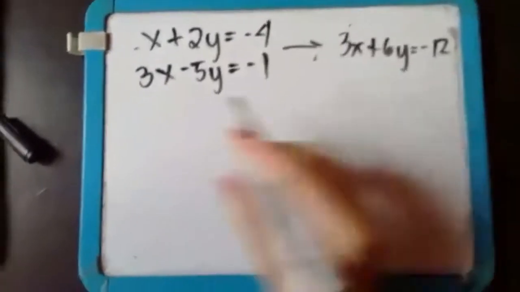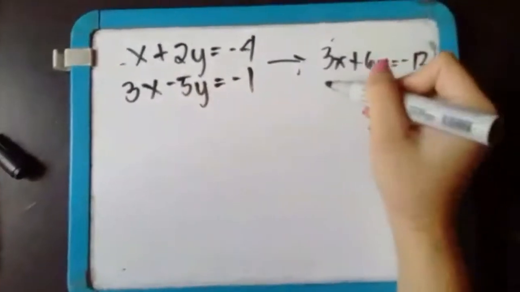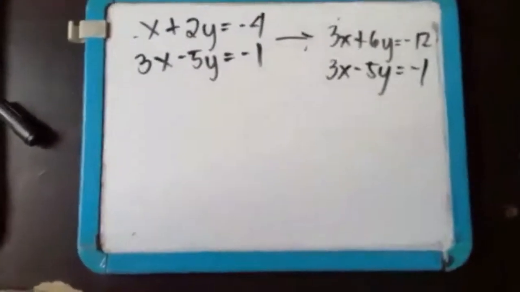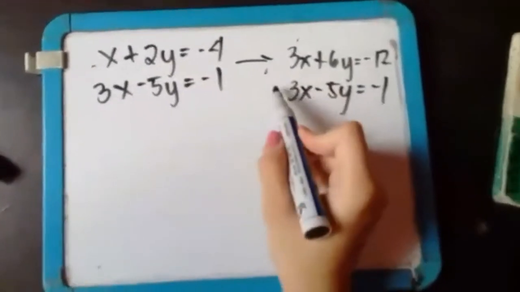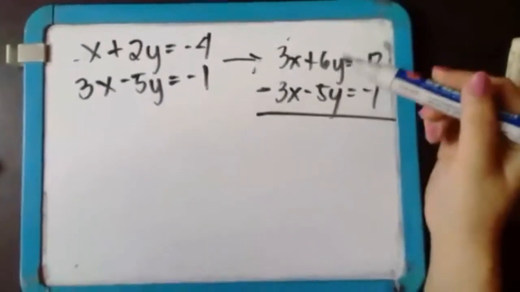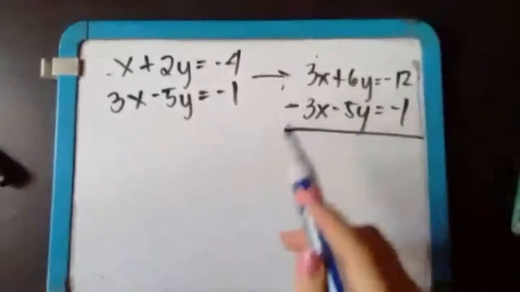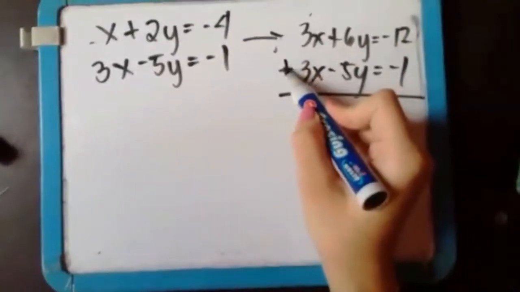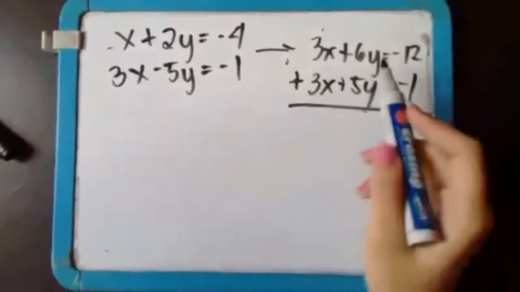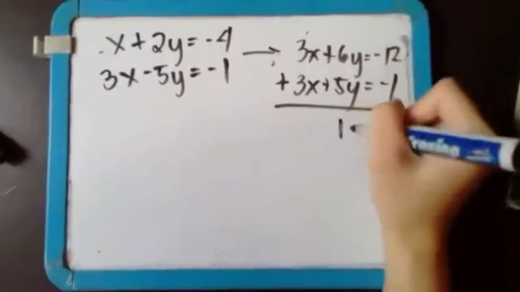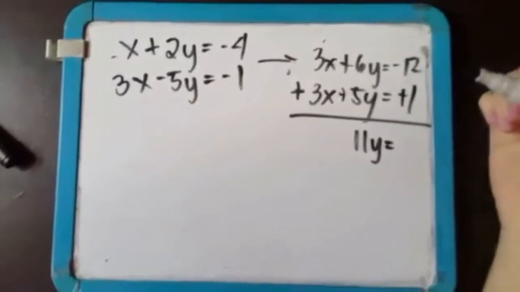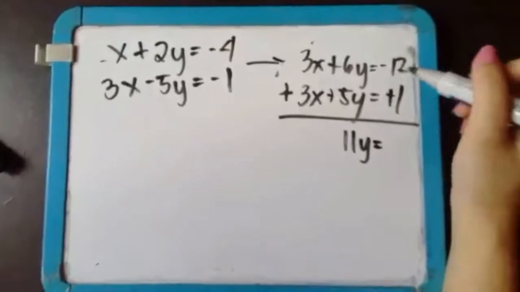So we're just going to copy the other equation, 3x minus 5y equals negative 1. Now what we're going to do is eliminate x, so we're going to do subtraction. 3x minus 3x is 0, we're not going to write it anymore, and we're going to do keep-change because it is subtraction of integers. We change this to addition and change this to positive, which will become positive 5y. So 6y plus 5y is equal to 11y, and change this also because it's keep-change. So negative 12 plus 1 is negative 11.